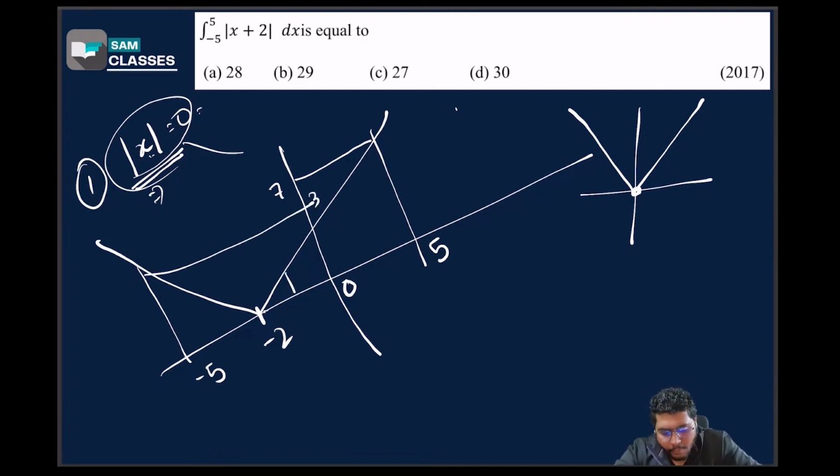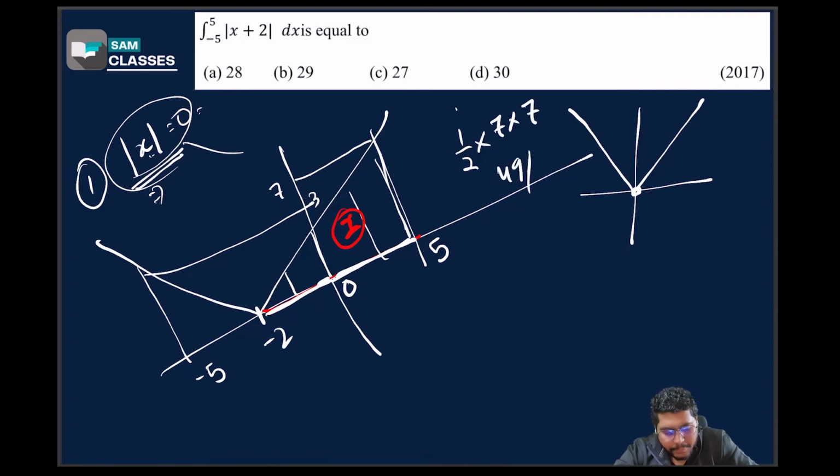So now, if I want to find the area of this figure, let's say figure number 1, what will be the area? Area of a triangle is what? Learn it by heart. Everybody knows this now. You don't need to integrate also. Area of a triangle is half into base into height. So half into what is my base, sir? This much is 5 and this much is 2. So 7. And what about this? This is also 7. So this is 49 by 2.